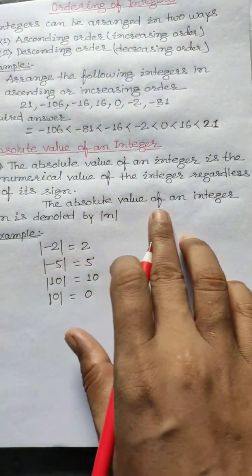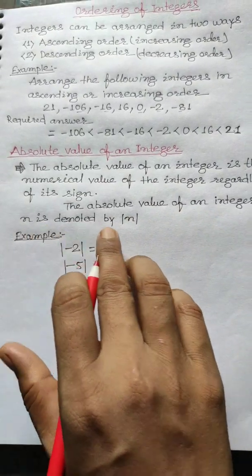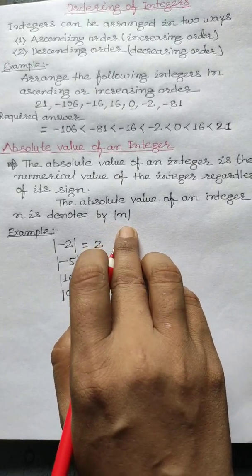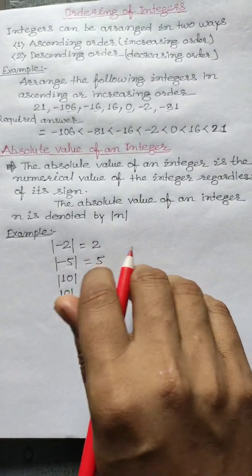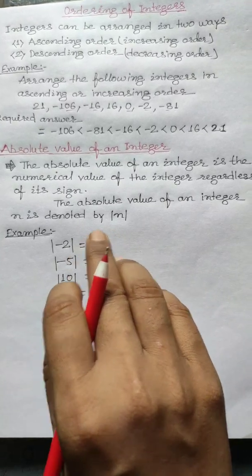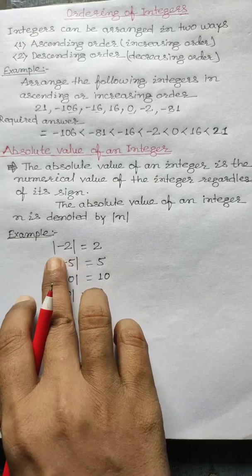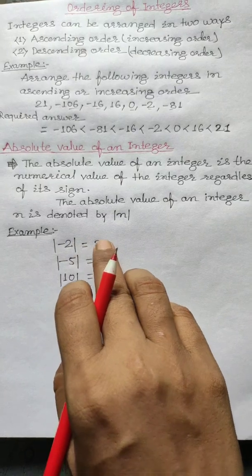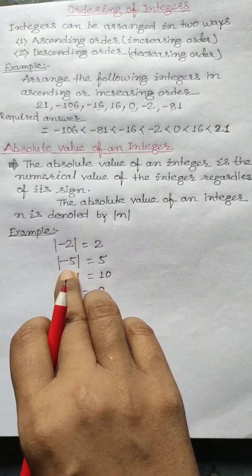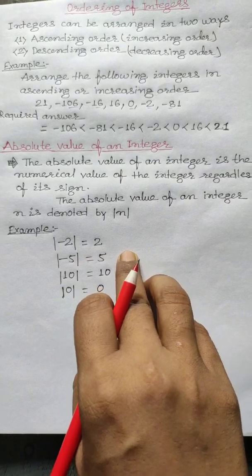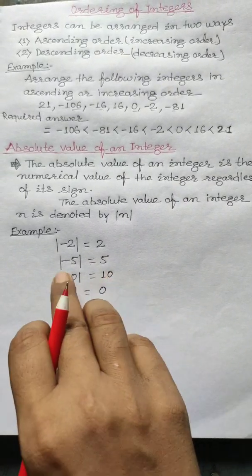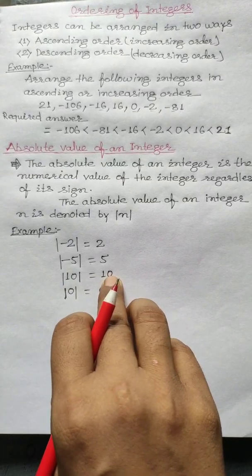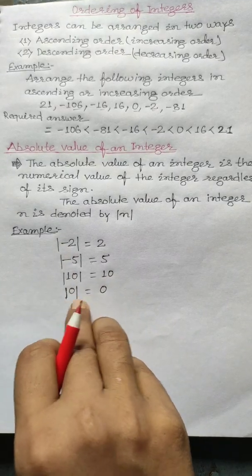The absolute value of an integer n is denoted by this symbol. Whenever this symbol of two vertical lines is given, you may understand that its meaning is absolute value. For example, the absolute value of minus 2 equals 2, regardless of sign. Sign will not be there. The absolute value of minus 5 will be 5. The absolute value of 10 is 10. Whether there is a plus sign or a minus sign, you only have to write the numerical value. The absolute value of 0 is 0.